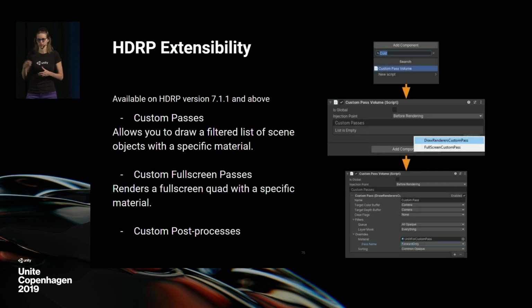So in this example, I'm adding a component on a volume, a custom pass volume. I'm adding an injection point, which is a draw renderer's custom pass. So it's the first situation here. And here I can choose basically that all of my opaques, I'm going to render them with another material. So I'm going to render them a second time.